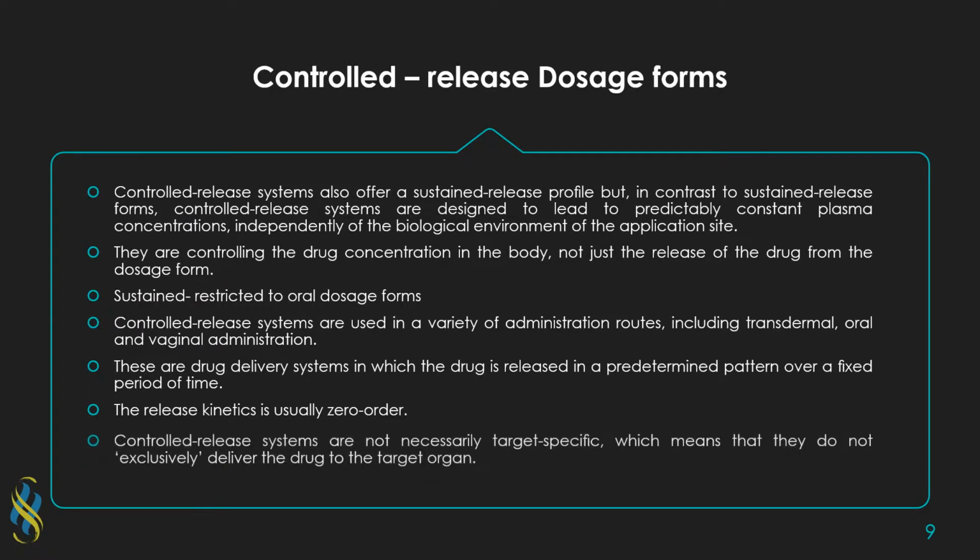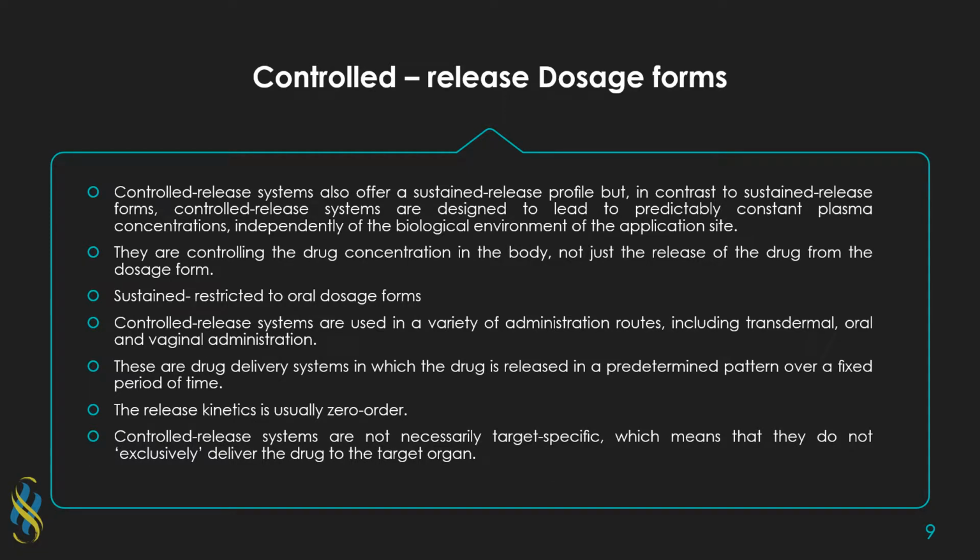Ideally, the release rate from the dosage form should be the rate determining step for the absorption of the drug and in fact for the drug concentration in the plasma and target. However, controlled release systems are not necessarily target specific, which means that they do not exclusively deliver the drug to the target organ. This may be achieved by the so-called targeted drug delivery system, which aims to exploit the characteristics of the drug carrier and the drug target to control the biodistribution of the drug.